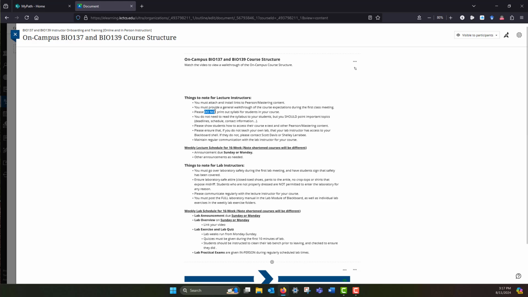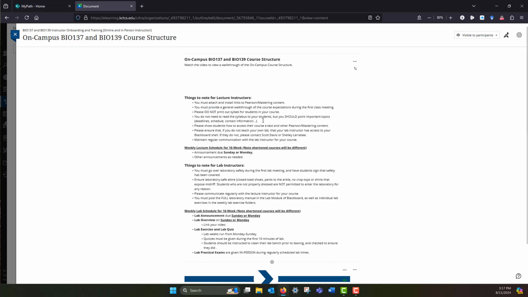Please do not print out a syllabus for every student in your course. That's because the biology department pays for everything that you print, and we have a very limited budget. If you print out 44 syllabi for every course that you teach, well, that's going to get very expensive and run through our budget before the semester even begins.